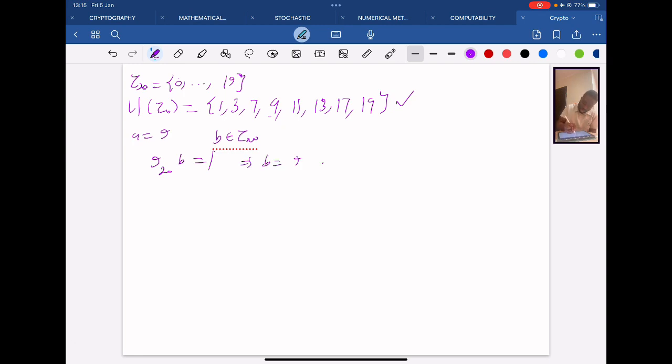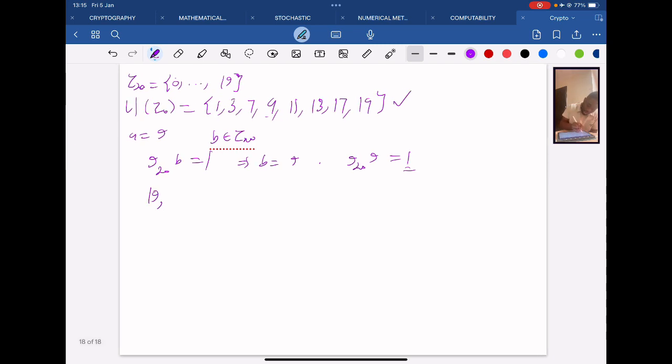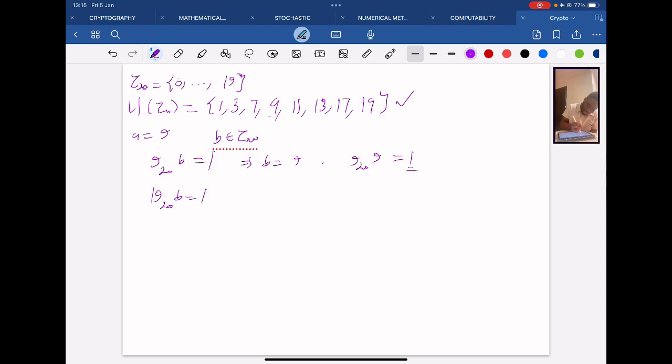Because indeed, you can see that 9 times 9 is 81, and 81 modulo 20 is 1. If you pick 19, 19 times a certain B should give us 1. But this B will be equal to 19 because 19 times 19 is 361, which modulo 20 is 1. Do you understand it now?